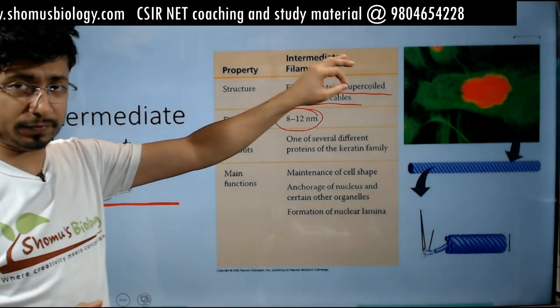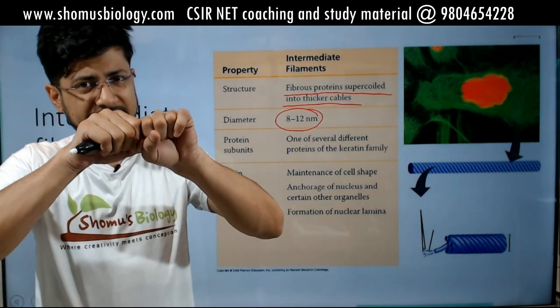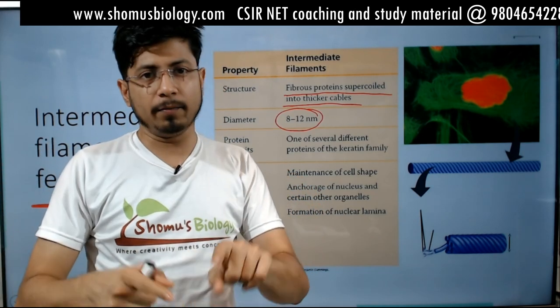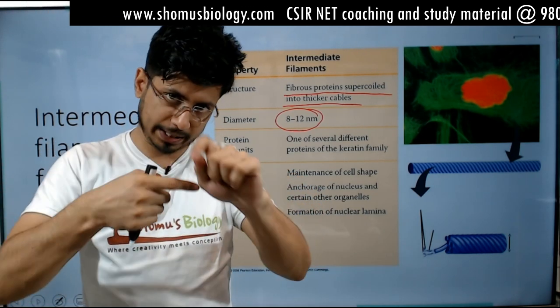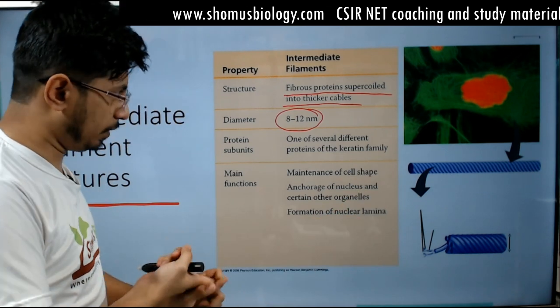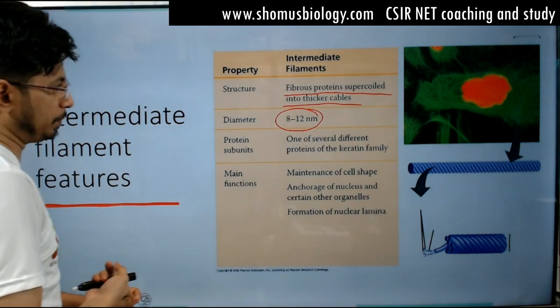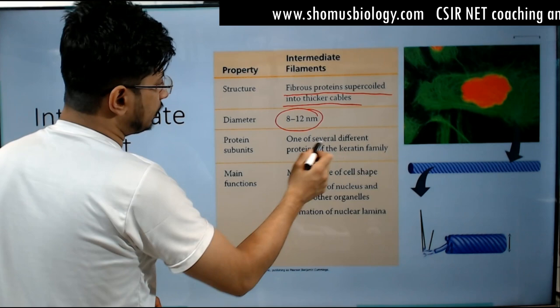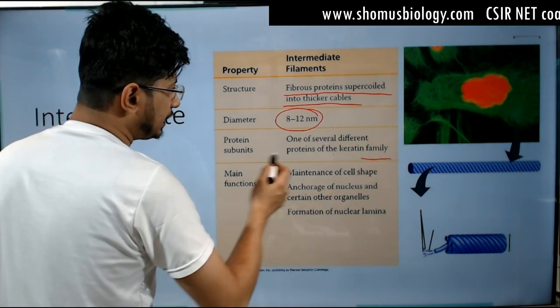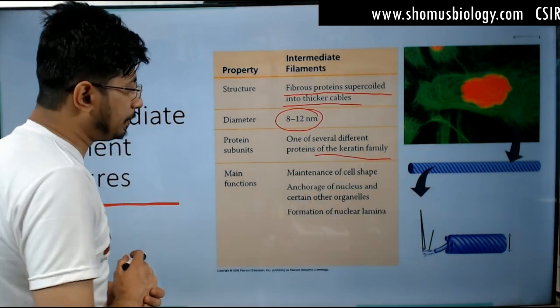So basically the structure of an intermediate filament is just like any strong rope where multiple threads are tied or interwound together to form this structure. Okay, fibrous protein supercoiled. Protein subunit: one of several different kinds of protein, keratin family proteins are actually present. What are the main functions?